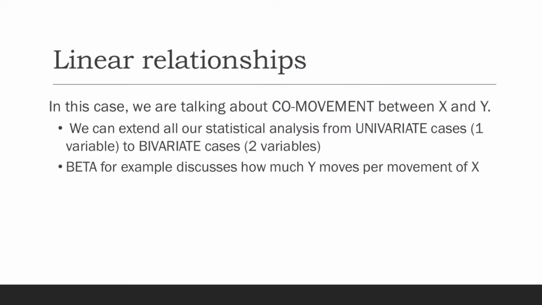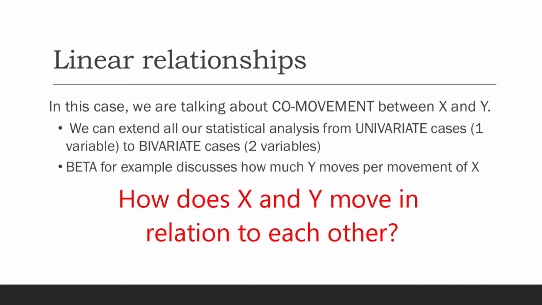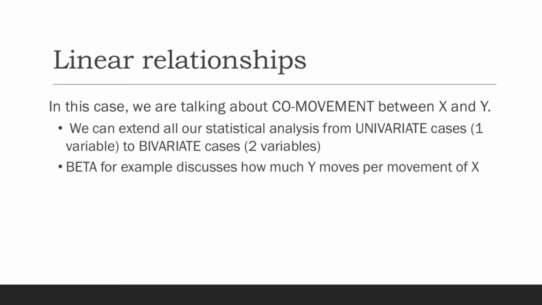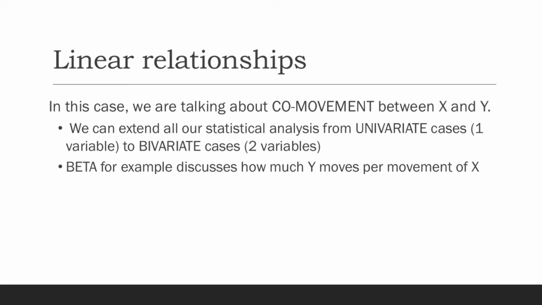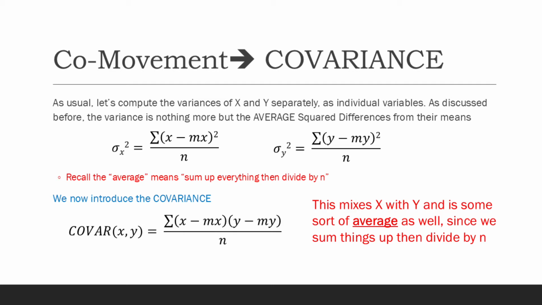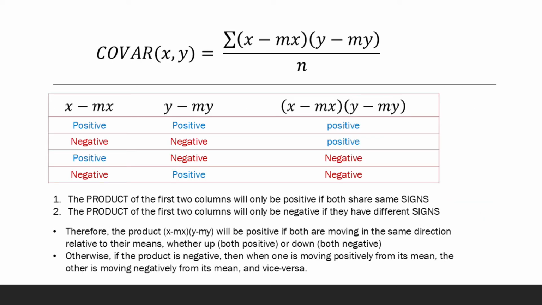Beta, for example, discusses how much Y moves per movement of X. So we're now associating co-movements of one variable versus another. So when we move from individual variables or the univariate case to two variables, we are talking about average co-movement. So we now introduce covariance, which is some sort of average co-movement between X and Y from their centers. The formula can be broken down into basic factors as shown in the table.